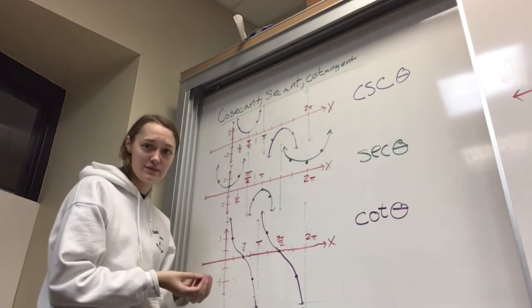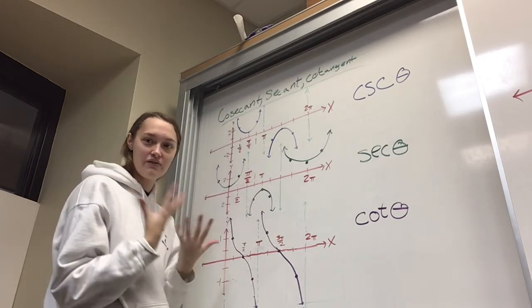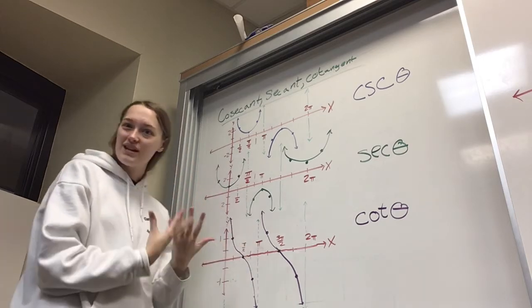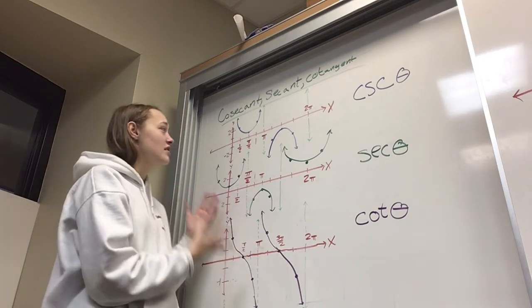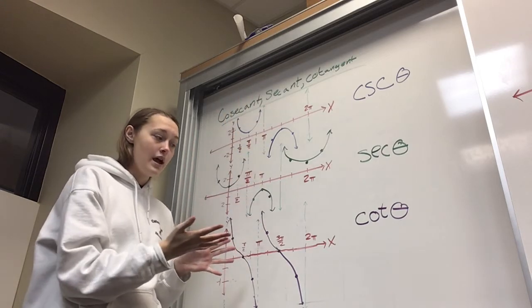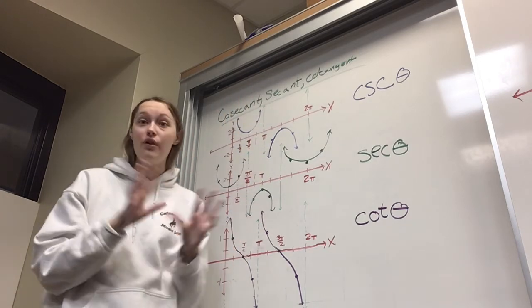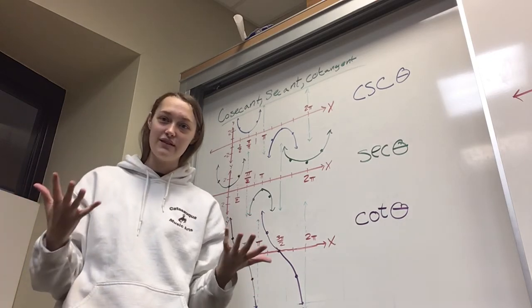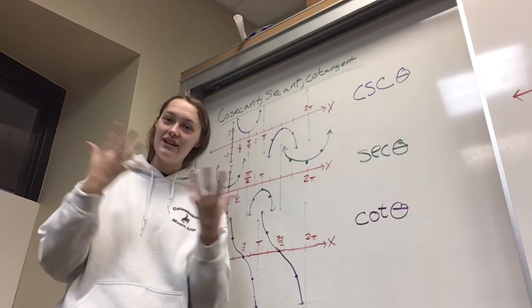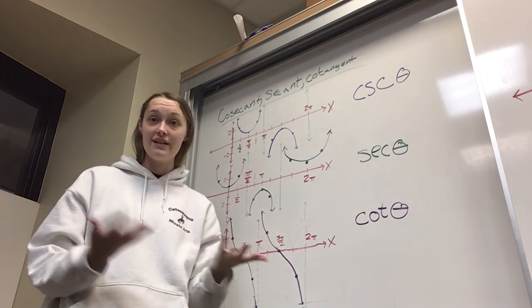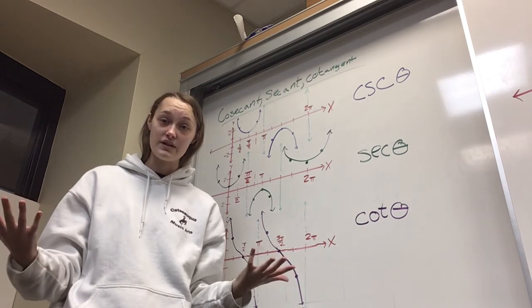You don't really use them as much. That's why I didn't find the need to put them on their own whiteboards. They're all squished together because you don't really use these ones, but it's good to know what they look like, just the basics of it. And yeah, if anything, you can find all of these graphs on Google. They will help you in the future when you have to graph trigonometric functions. But other than that, those are our basic graphs, and that's the end of this video.